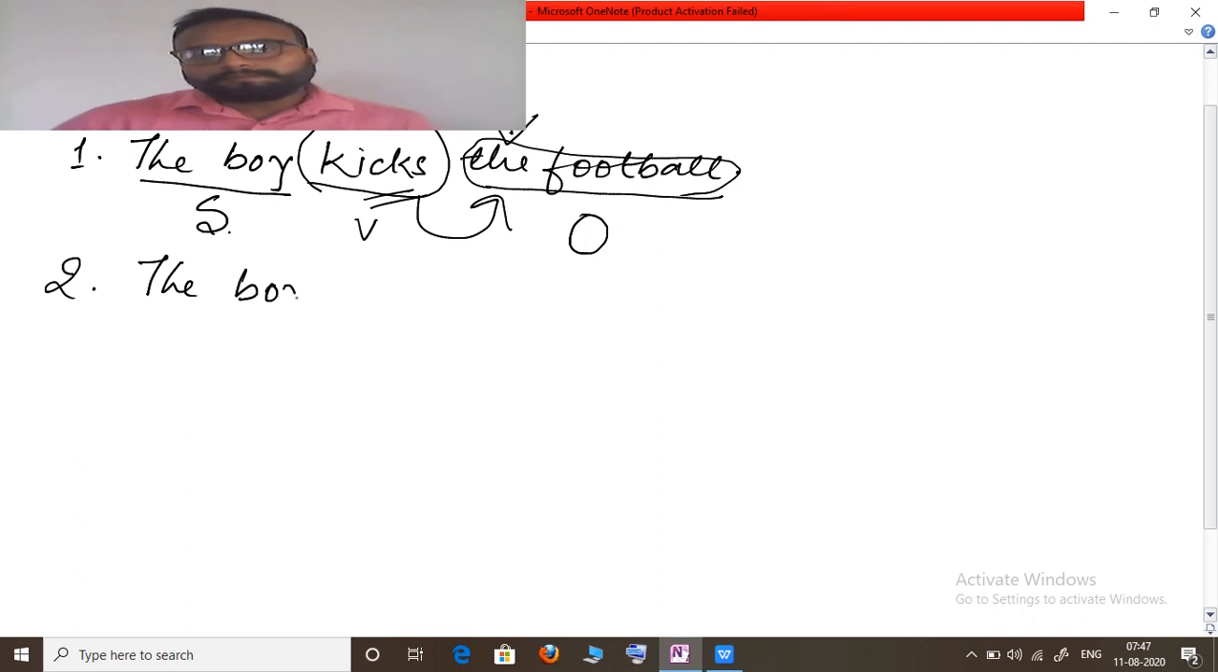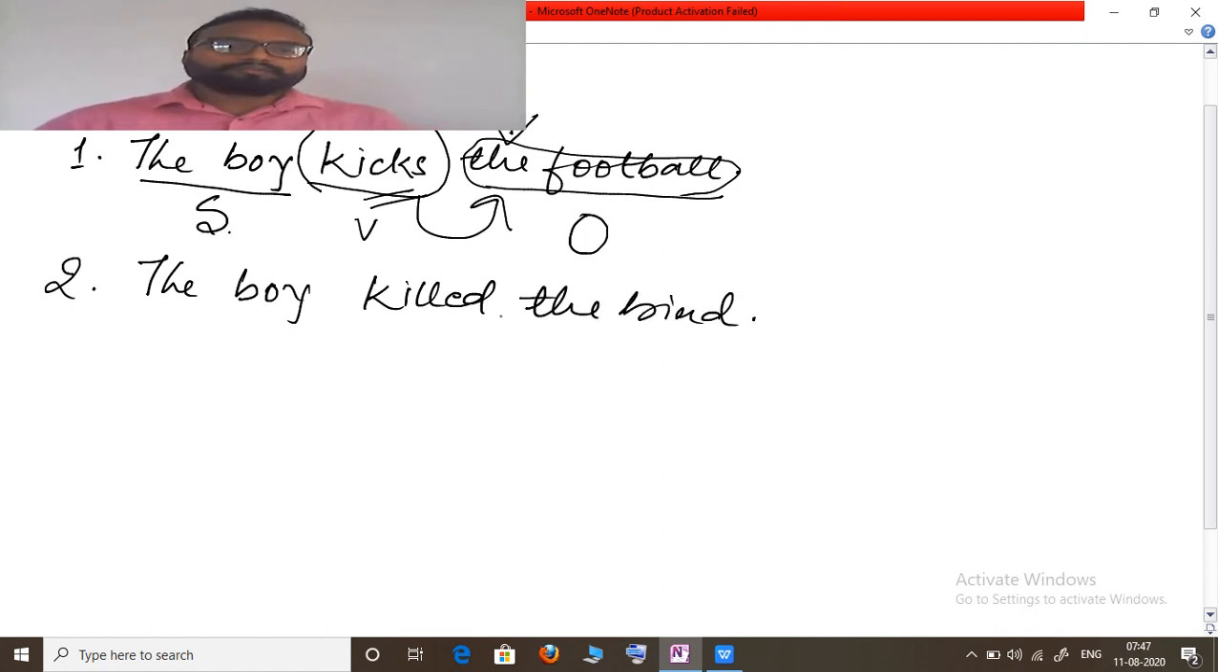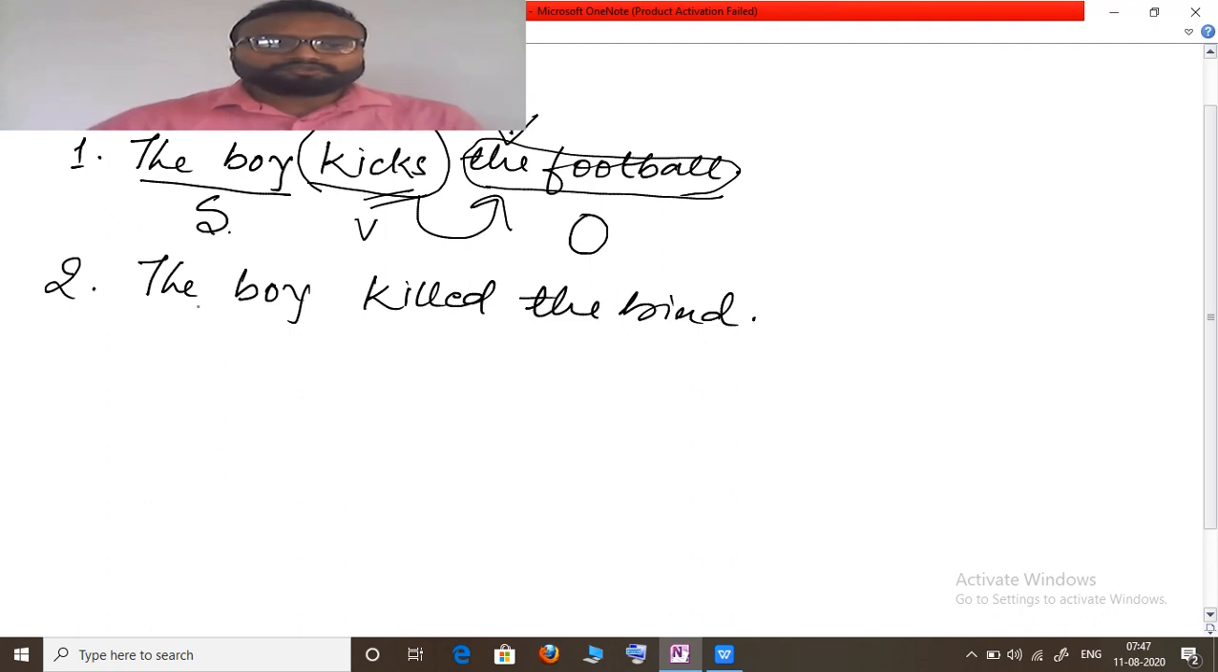The boy killed the bird. Now here again what we can see, the boy is the doer of this action, he is performing this action.